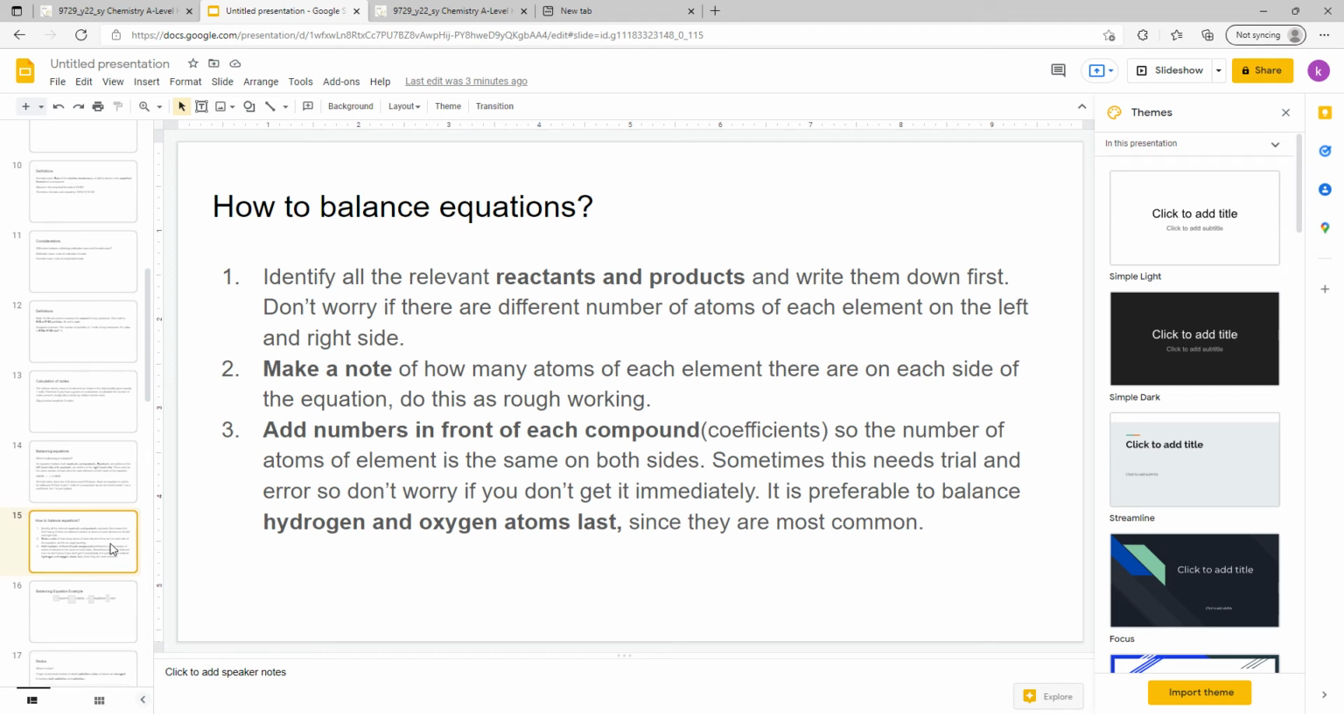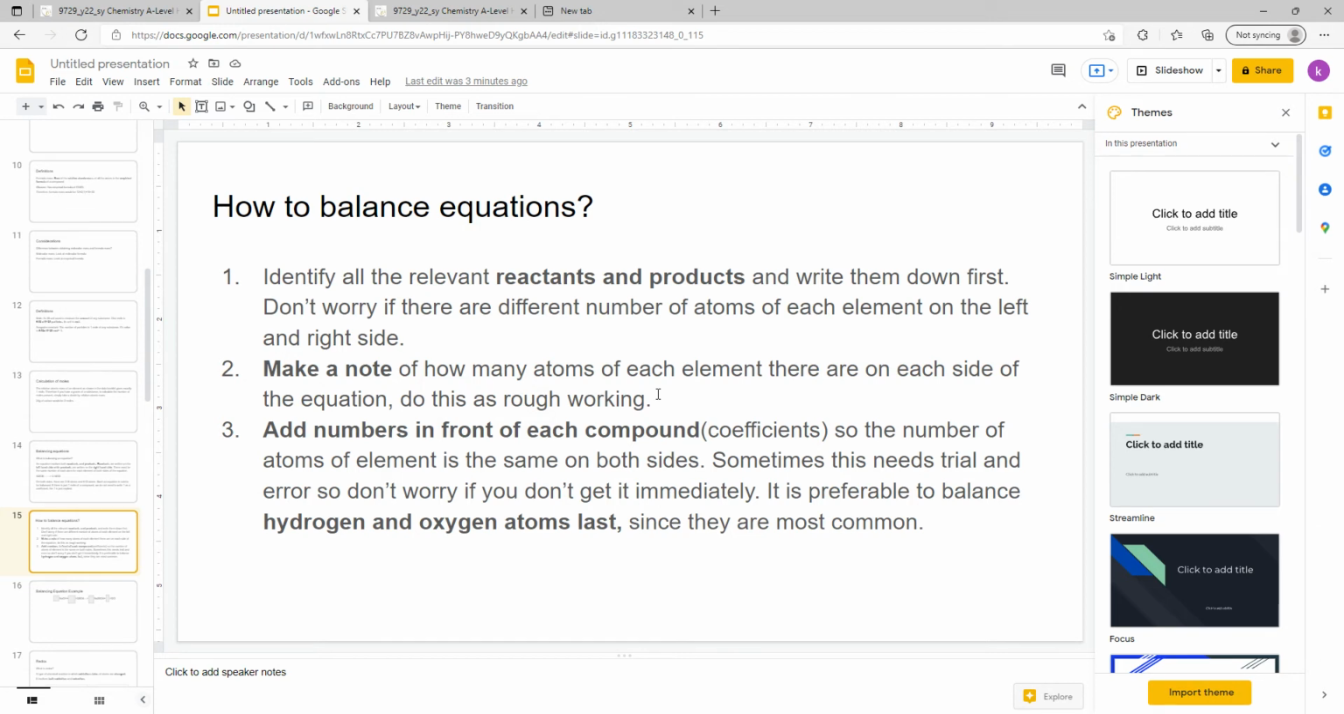So how to balance equations? Firstly, we definitely need to identify all the relevant reactants and products and write them down first. We do not need to worry if there are a different number of atoms of each element on either side yet, since this is just the beginning. Then next, we need to make a note of how many atoms of each element there are on each side of the equation. This can be done as rough working at the side of the paper.